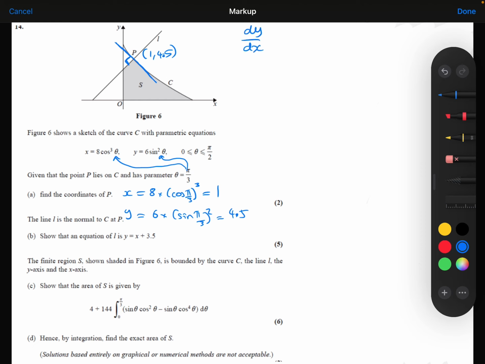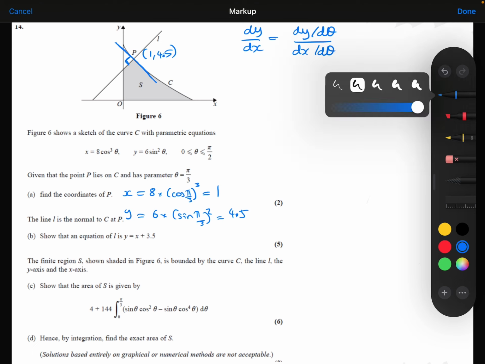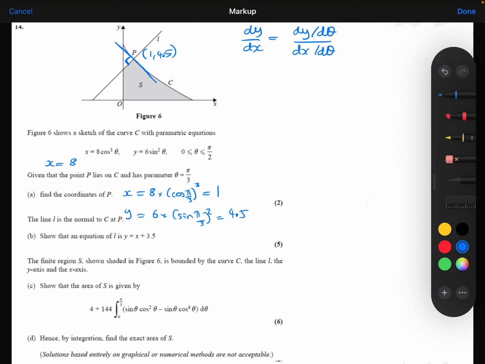So let's get our gradient function first of all, and we'll use the formula dy by d theta divided by dx by d theta. So we need to differentiate our x and our y functions. To do this, it is helpful to write in this form, just to help with the chain rule. So I'm going to rewrite the x as 8 cos theta cubed. That's going to be helpful for me to differentiate, because I can just see the chain rule more clearly now. So I'm going to multiply by the 3.